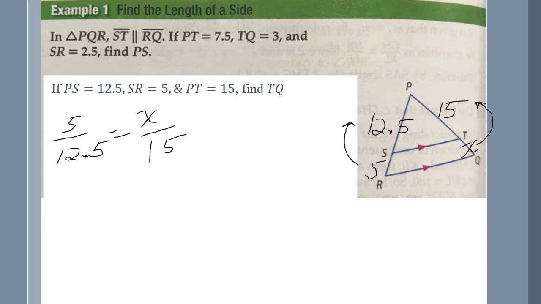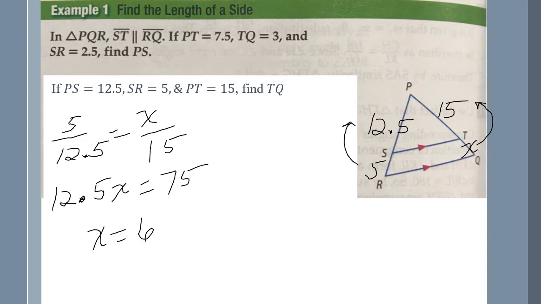So we're going to cross multiply over here, and so 12.5x equals 75. So 75 divided by 12.5, and I get 6.